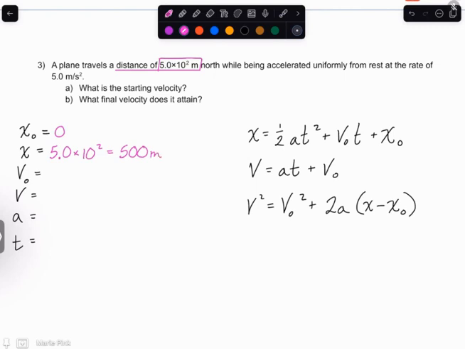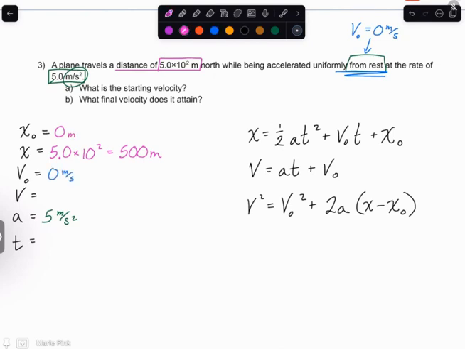And then it says, while being accelerated uniformly from rest at the rate of 5 meters per second squared. So the units of meters per second squared should be an immediate aha moment that that's going to be your acceleration. So that's 5 meters per second squared. And it says that it starts from rest. So starting from rest, this means that the starting velocity is 0. So you're starting not moving. That's from rest. Okay, so that's 0.